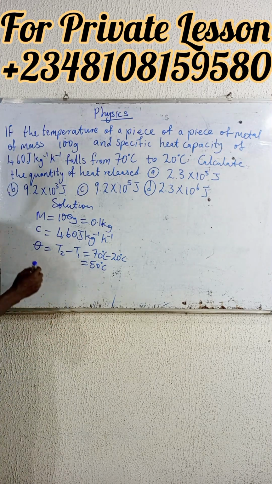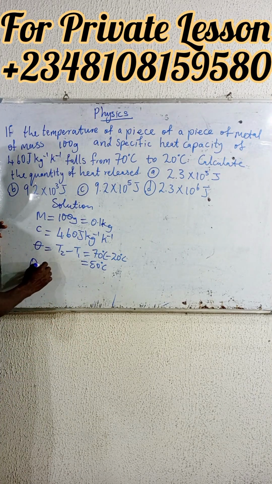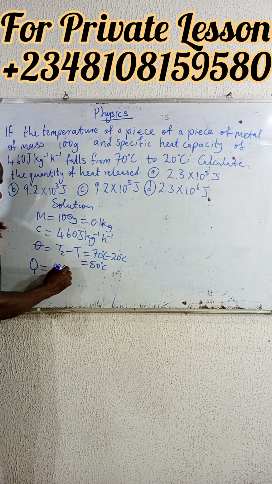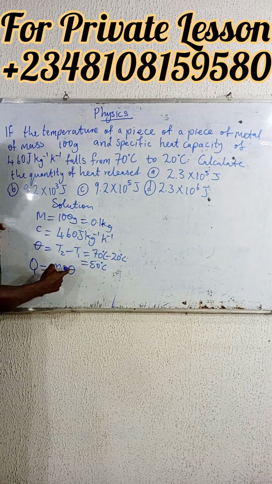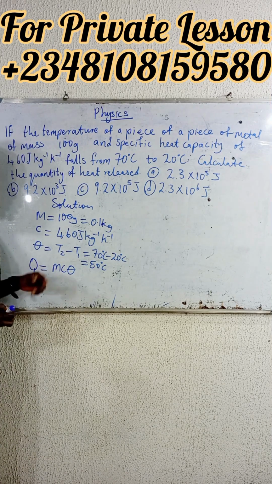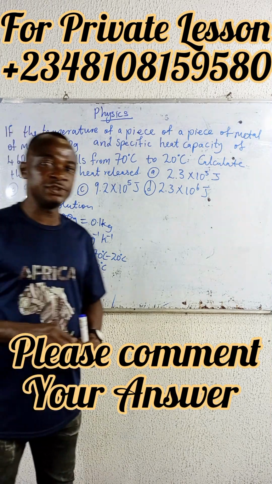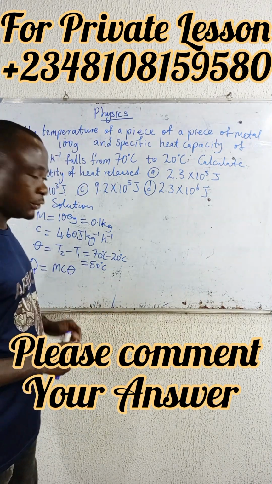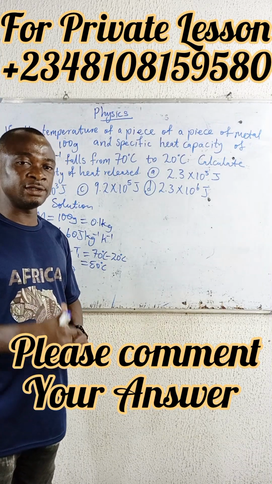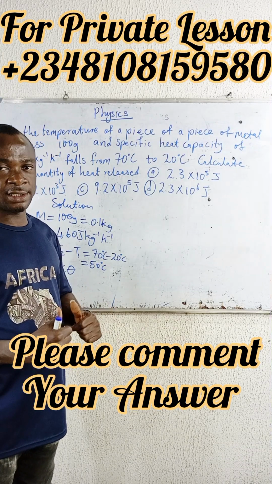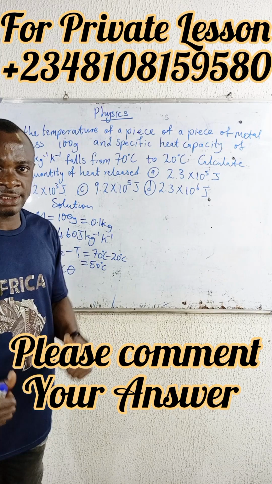Okay, so now the quantity of heat, the formula is mcθ. θ means change in this context. This means change in what? Temperature. I want you to pause this video, find the value of the heat, drop it in the comment section, and then come back and confirm if your answer is correct.